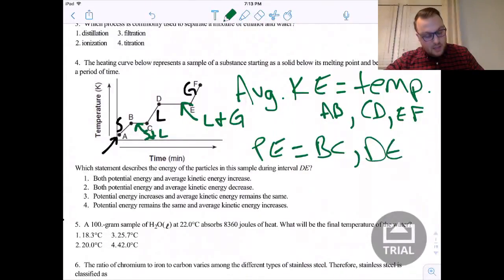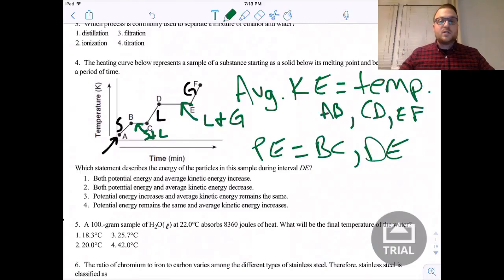We call those potential energy changes because it has the potential to turn into motion. It's storing that energy to be used for another part later in some way. And in terms of a heating curve, it's going to be used to start moving again, turn into kinetic energy.